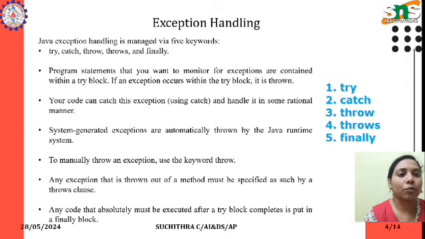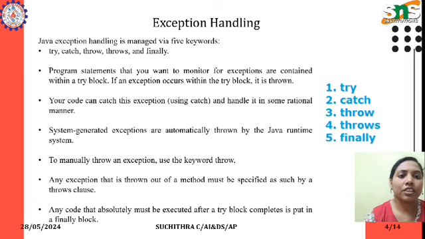For Java exception handling, we will be using 5 keywords, that is try, catch, throw, throws, finally. Java exception handling is managed via 5 keywords: try, catch, throw, throws, and finally. Program statements that you want to monitor for exceptions are contained within a try block. If an exception occurs within the try block, it is thrown. Your code can catch this exception using catch and handle it in some rational manner.